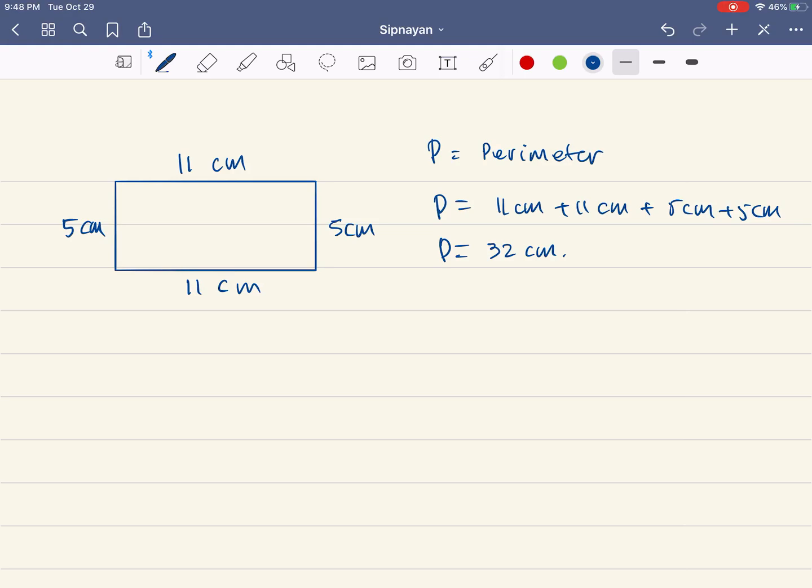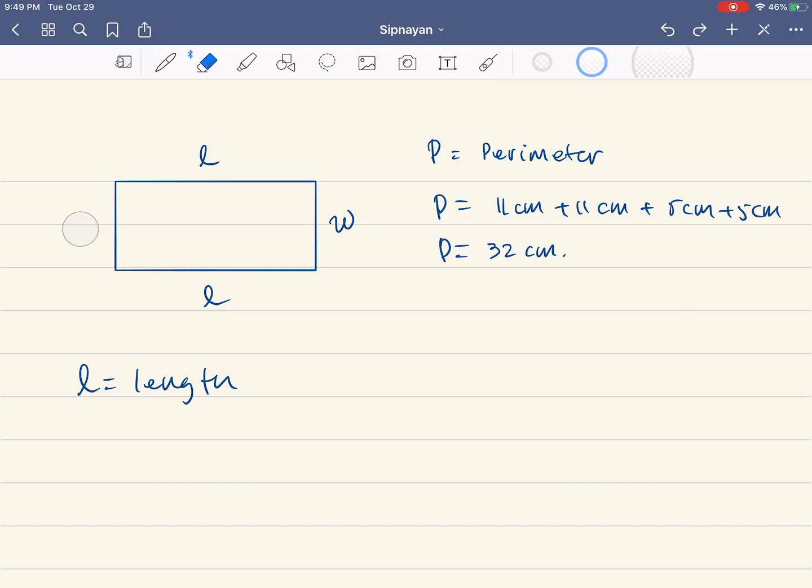Ngayon, gagamitin natin yung alam natin na property ng rectangle para buuin yung formula, para i-derive yung formula. Halimbawa yung side na ito, we let this side be L, L is length, and halimbawa ito naman ay W. So again, if this is L, then this is also L, kasi pareho sila ng length. If the width is W, then W din yung kabila. So, pareho sila. W is the width.